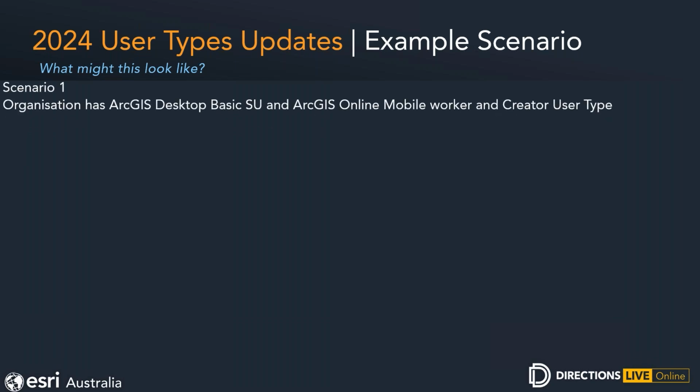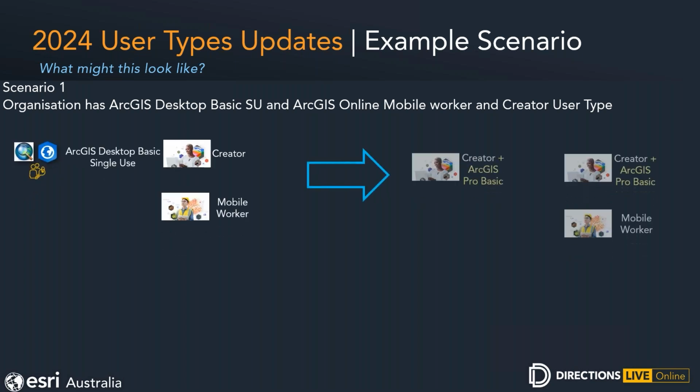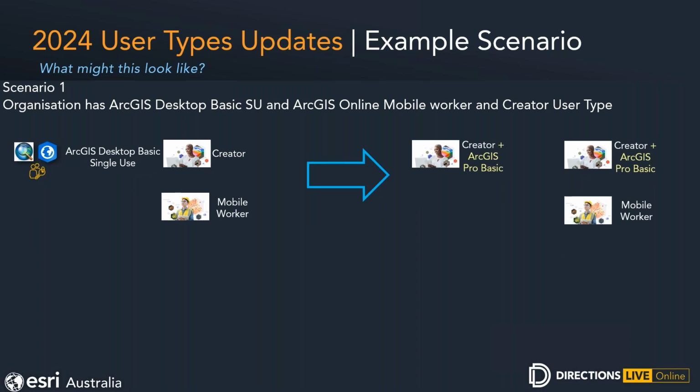In our first scenario, we have an organization that has one ArcGIS Desktop single-use license at the basic level, as well as an ArcGIS Online mobile worker and creator user type entitlements. Moving forward, this organization can then choose to migrate their existing ArcGIS Desktop single-use to a creator user type, which includes the ArcGIS Pro Basic. As they already have an ArcGIS Online creator user type, their creator will automatically then get changed to the creator with the ArcGIS Pro Basic, and their mobile worker will be retained as a user type.